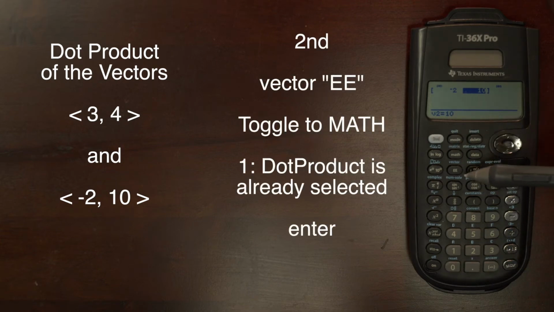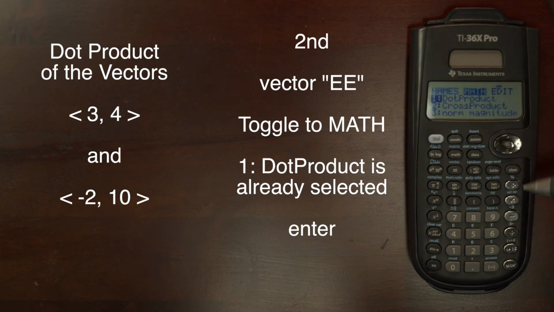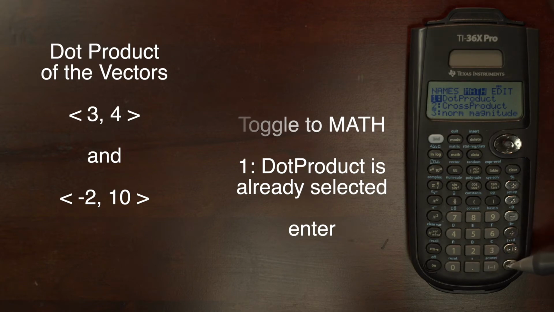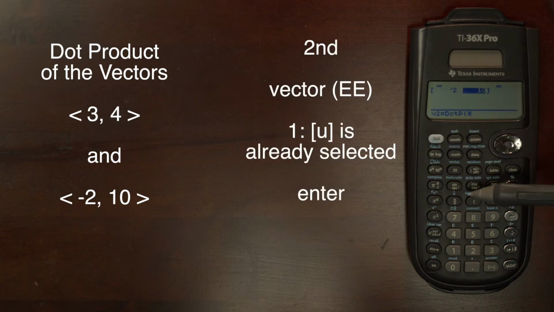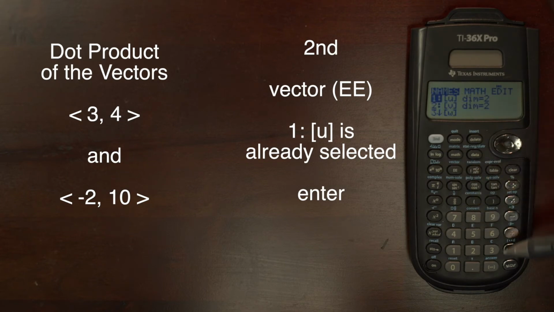Now we go second vector, toggle to math, and we're going to select dot product, which is already selected. We hit enter, and now we have to tell it what vectors we want to use. So we go to second vector and then use already selected, so we can hit enter.